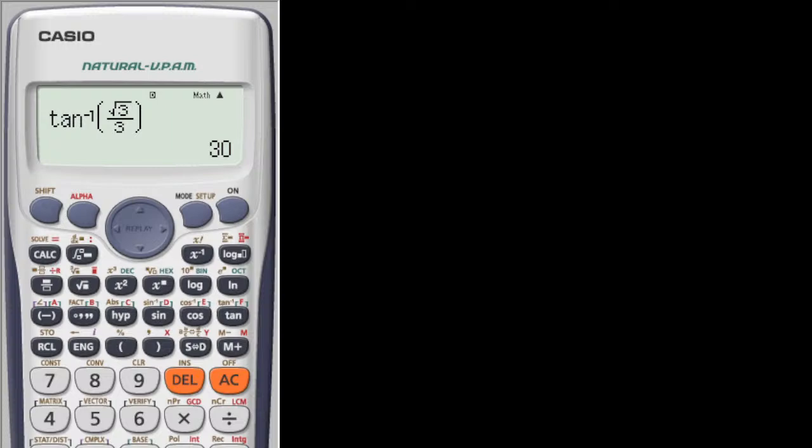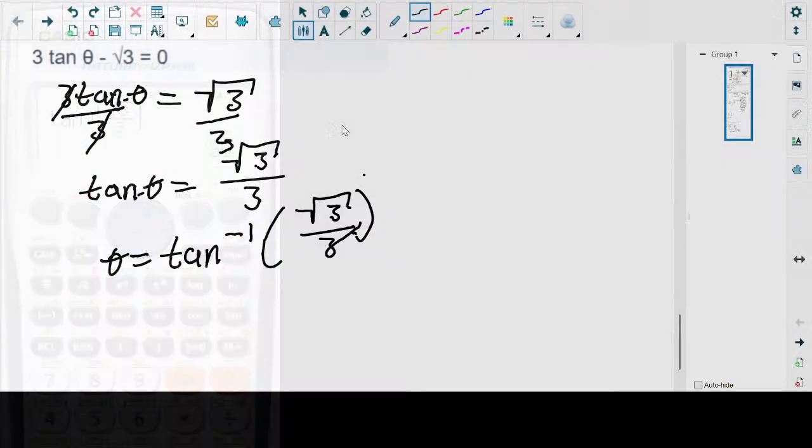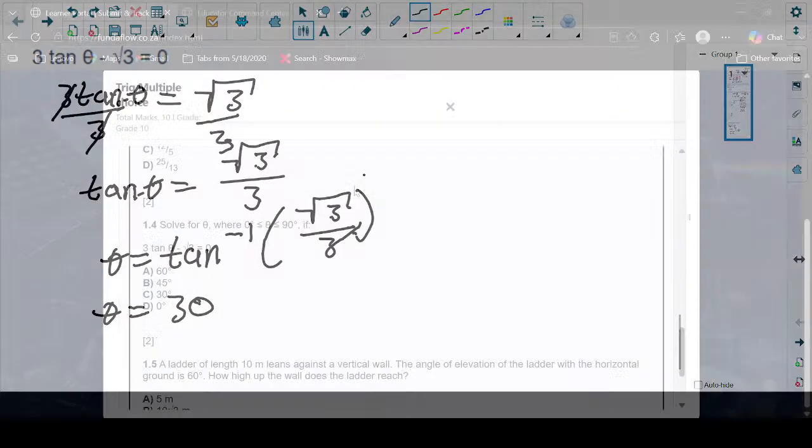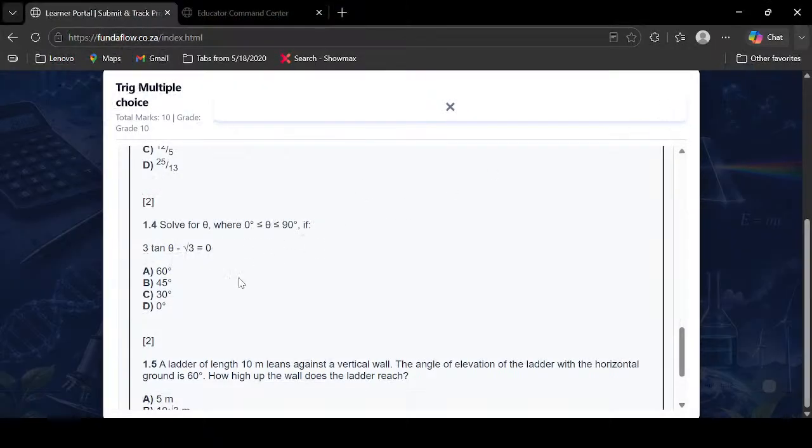They didn't say anything about not using a calculator. Even if they said without the use of a calculator, you could still type it, it doesn't matter. Because I suspected with root 3 all over 3 that it could be a special angle, 30, 45, 60, using those diagrams. So let's check for 30 on our thing.